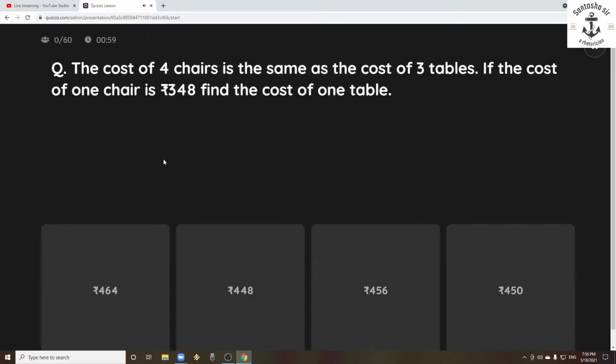Let's move on to the next question. Question number 25. The cost of 4 chairs is the same as the cost of 3 tables. If the cost of 1 chair is rupees 348, find the cost of 1 table.